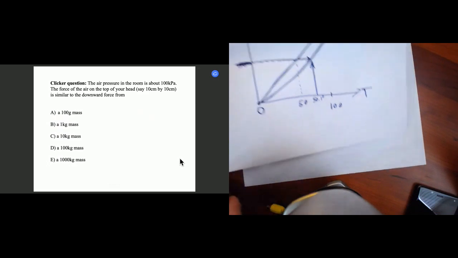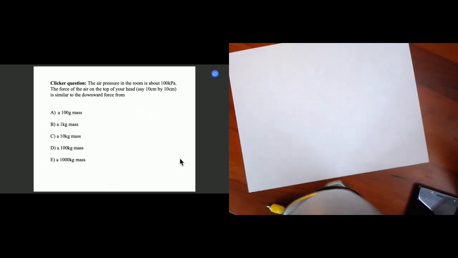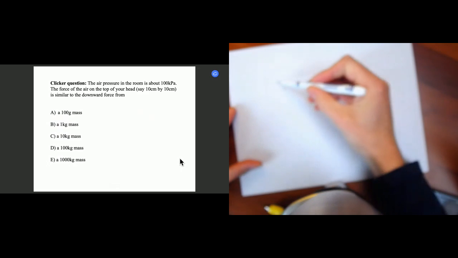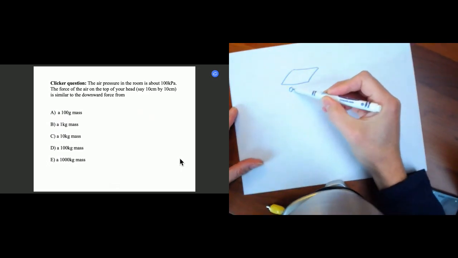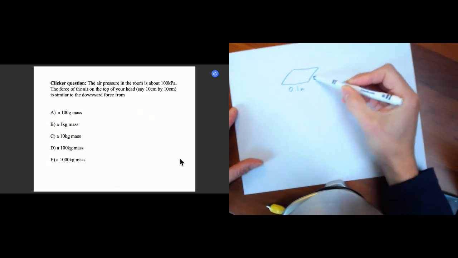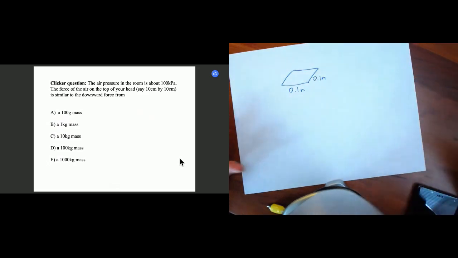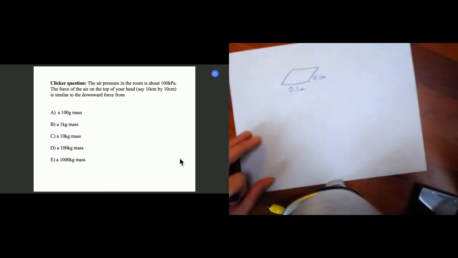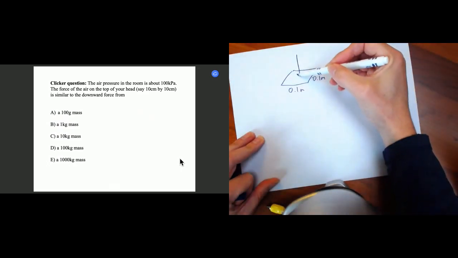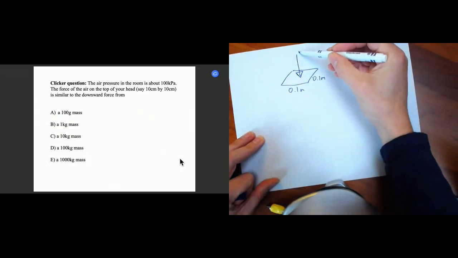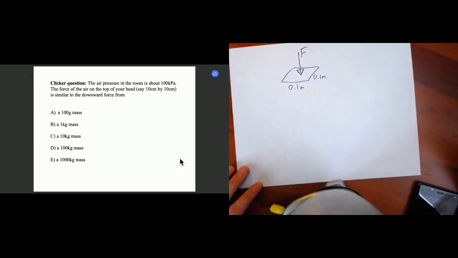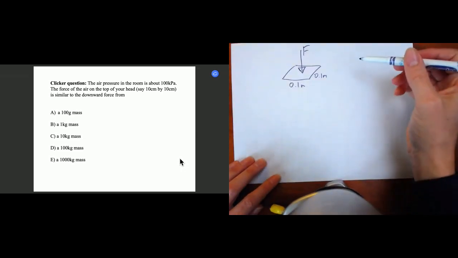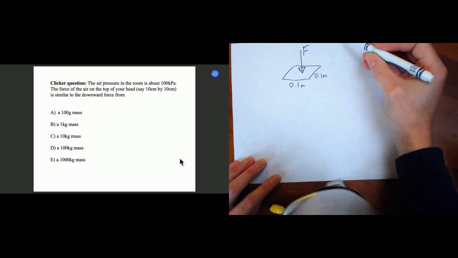Okay, so let's work this out. The idea is we have a 10 centimeter by 10 centimeter rectangle. And I'm going to go ahead and put that in SI units. So 0.1 meters by 0.1 meters. And we have some force from the air pressing down on this rectangle. It's actually a square. Square is a rectangle. So how much is the force?